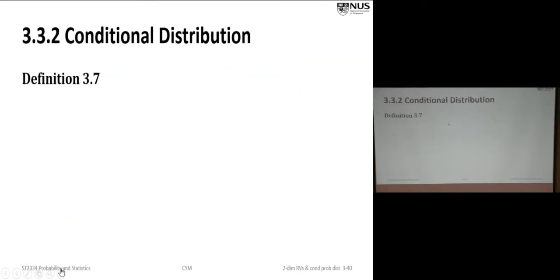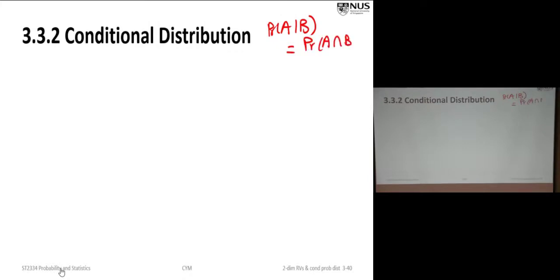Okay. Then, conditional distribution. This is a little bit more complicated, and in fact, this is very useful and very interesting. So, what is it? It's just a recall. In chapter 1, we learned probability of event A given event B. It's equal to probability of A and B divided by probability of B. All right? If you recall, this is the definition of conditional probability.